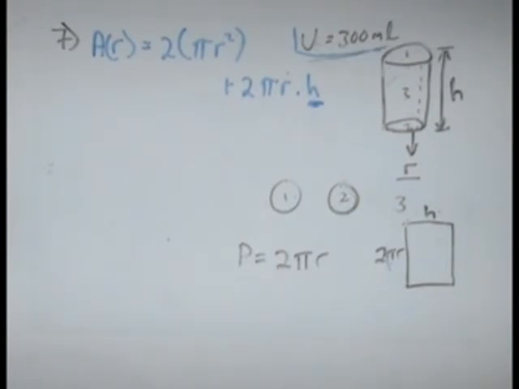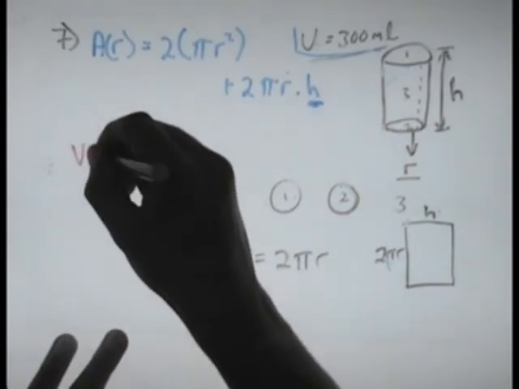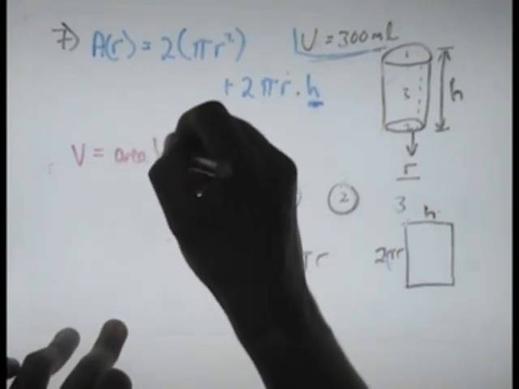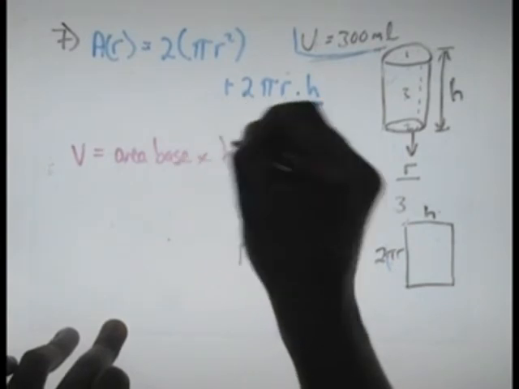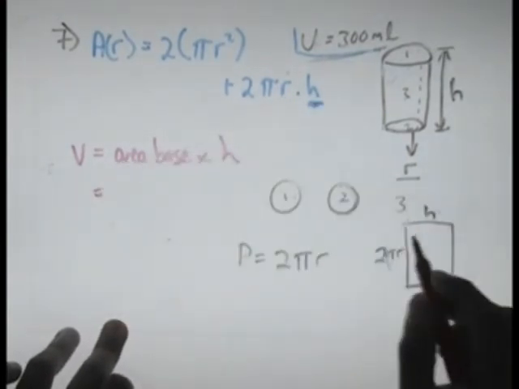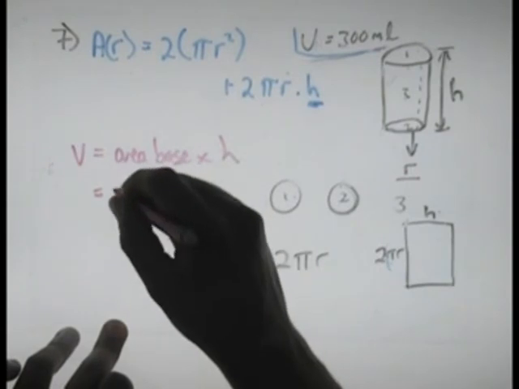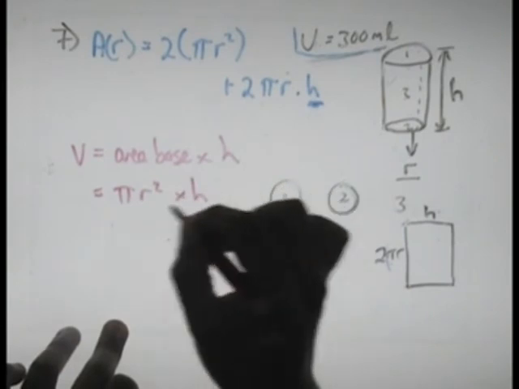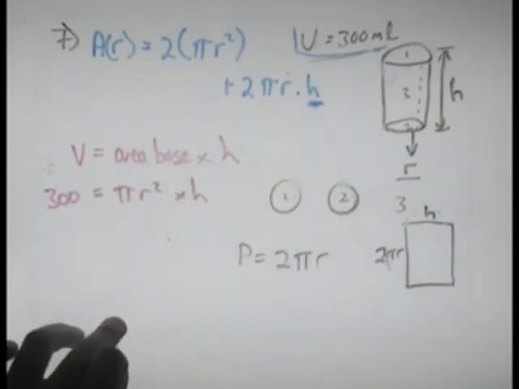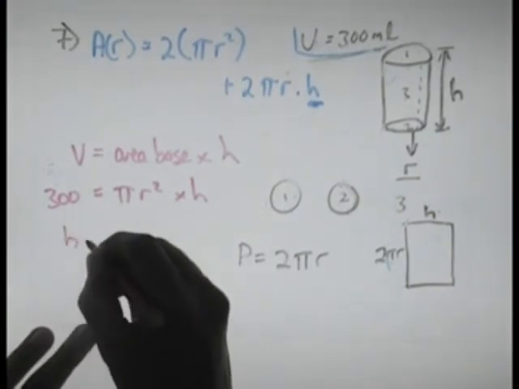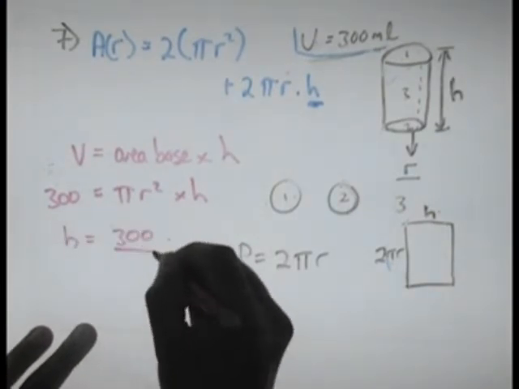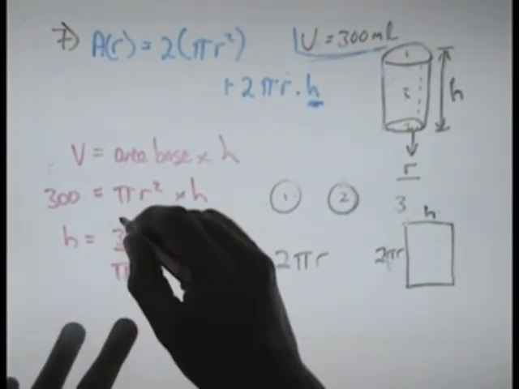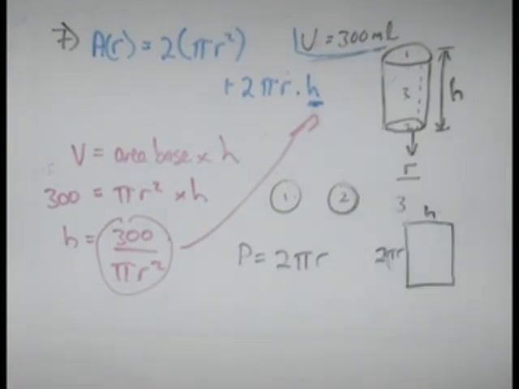Now this brings us onto an interesting calculation. Volume, isn't that equal to area of base multiplied by height? Area of base is the same as that, which is pi r squared, multiplied by height has to equal 300 milliliters. Doesn't that mean that h is equal to 300 over pi r squared? Can't I plug this into here?